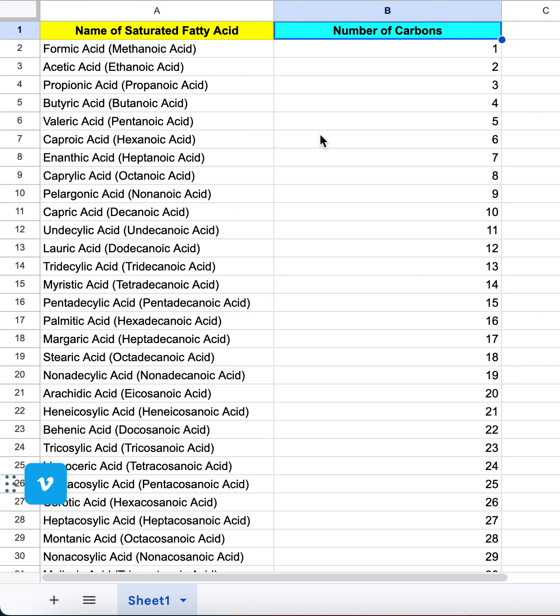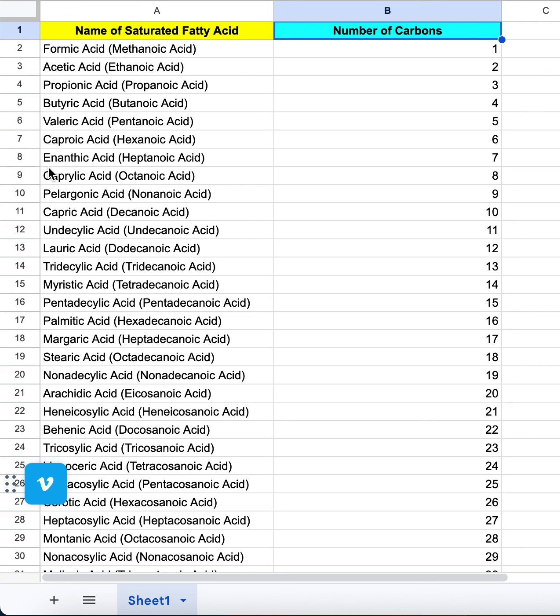Butyric acid, the number of carbons is 4, or we can say butanoic acid, so they share the anoic acid ending. Valeric acid, the number of carbons is 5, but with the Latin penta, that means 5, so pentanoic acid, the same as valeric acid. Caproic acid, hexanoic acid, the number of carbons is 6.